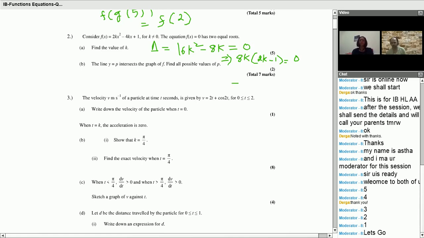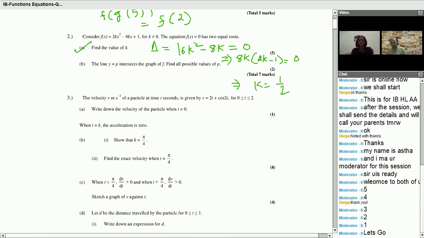Okay. But you have to reject k equals 0 because they told us k is not equal to 0. Perfect. 2k minus 1 is 0. So 2k is equal to 1. So k is equal to half. True. So this part is done.